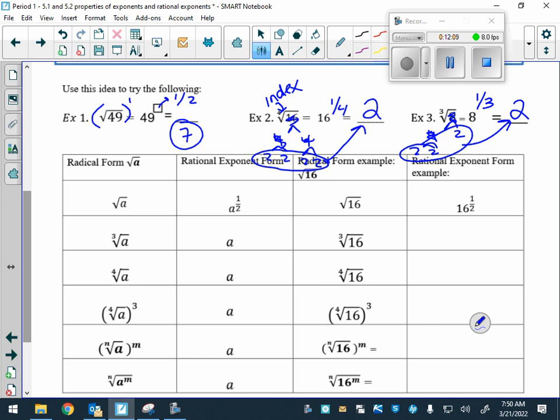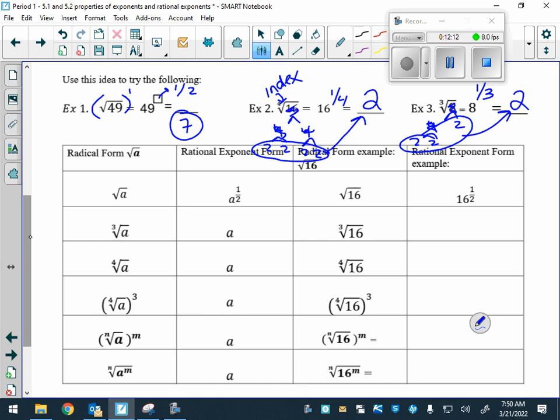Okay? So we'll be writing from radical form to rational exponent form. So the first one is done for you. The square root of a can be written as a to the 1/2. The square root of 16 can be rewritten as 16 to the 1/2. Then the cube root of a, how would I rewrite it in rational exponent form? A to the 1/3. Then the cube root of 16, how would I write it?